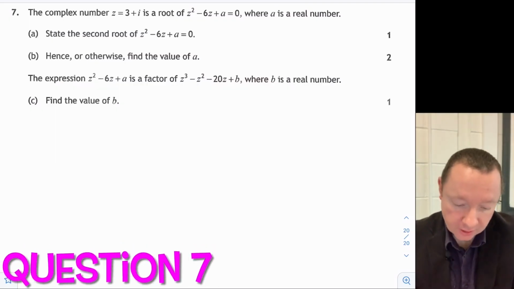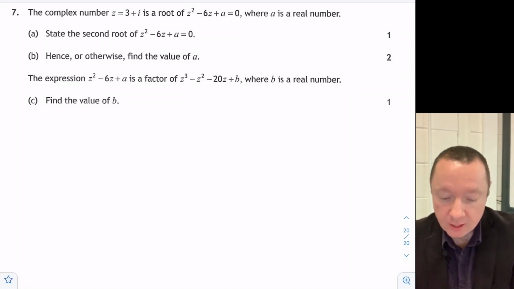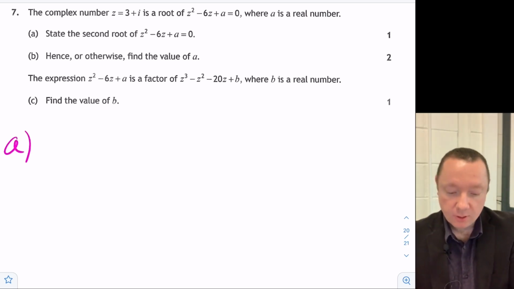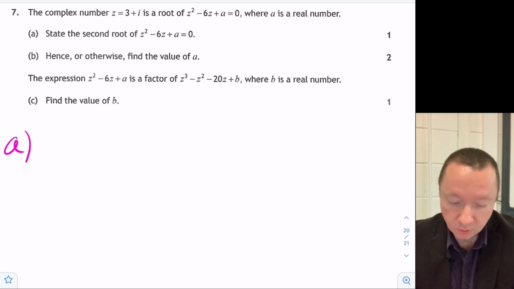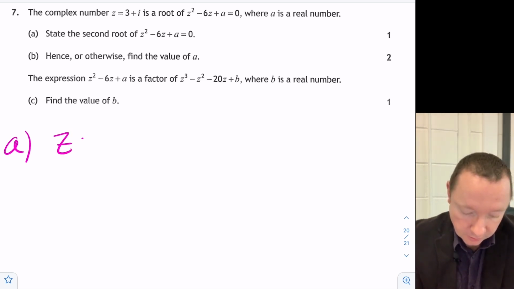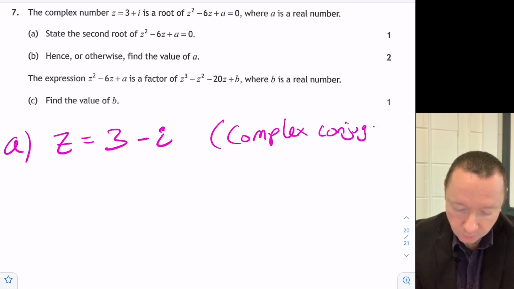Question 7, the complex number z equals 3 plus i is a root of z squared minus 6z plus a equals 0, where a is a real number. Part A, nice and simple, state the second root of z squared minus 6z plus a equals 0. Well, that is just going to be z equals 3 minus i. In other words, the complex conjugate of our original z.